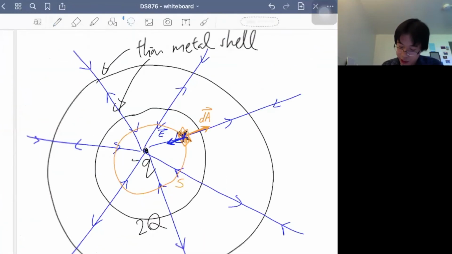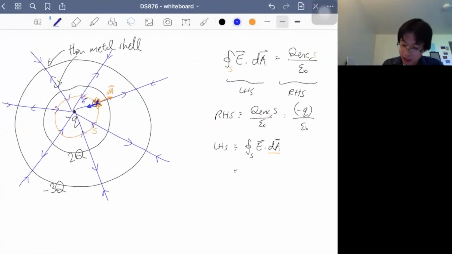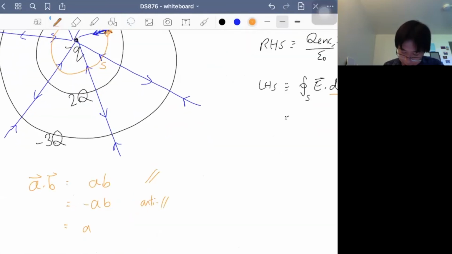So next thing you need to know is dot products. Quick review of dot products. Very simple, A dot B, if they are parallel, it's AB. If A and B are anti-parallel, it's negative AB. In general, it's AB cosine theta, where theta is the included angle between them. So if it's anti-parallel, the angle between them is 180 degrees, cosine 180 degrees is minus 1. If they're parallel, the angle between them is 0, so cosine 0 is just 1.